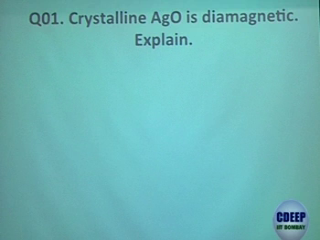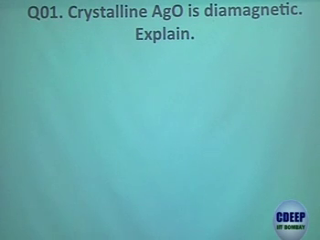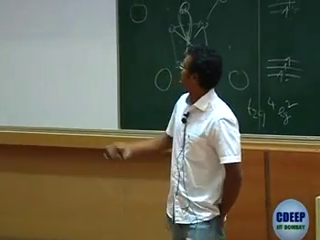Question number one. Sometimes you have to be a little bit cautious. Some, not all, of the questions, either in the exam or in tutorial, are going to be straightforward. There is something more to it. For silver oxide, you figure out the silver oxidation state. Plus two, what is the electronic configuration? Okay, time up. Silver oxidation state is plus two.